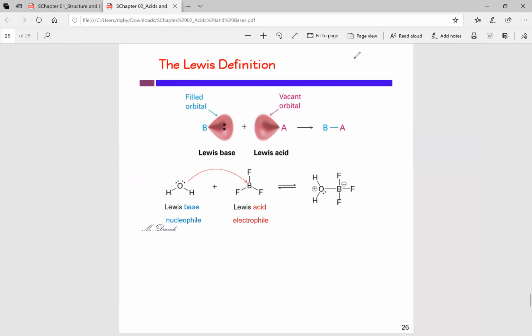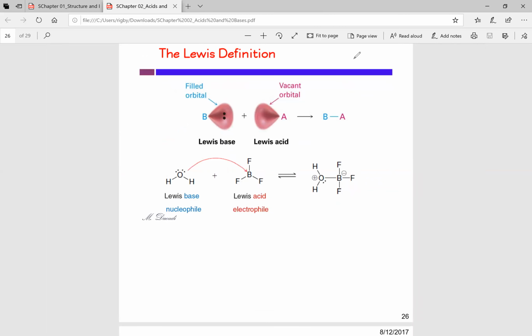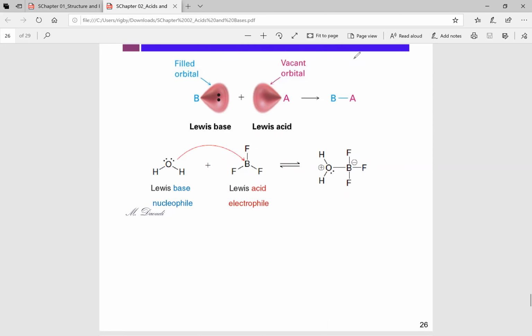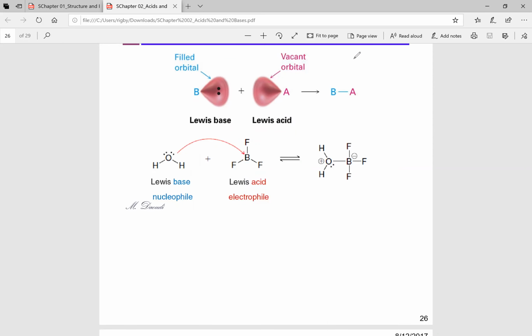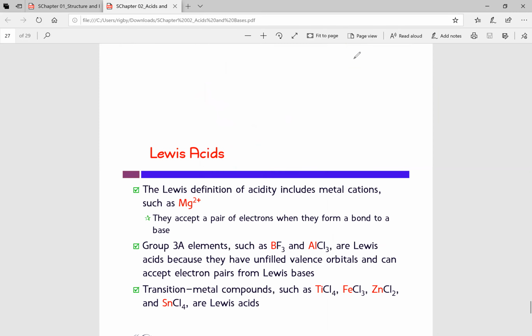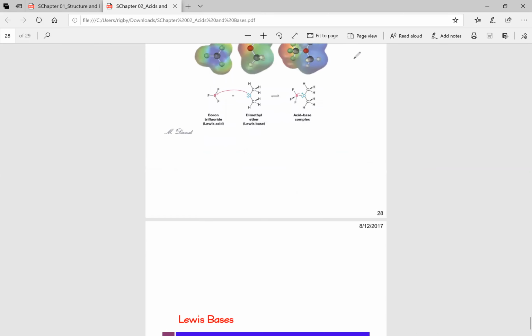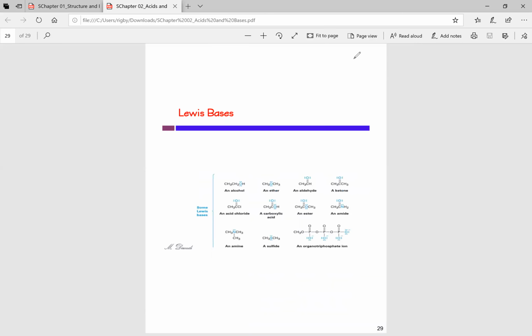And this is talking more about the Lewis definition. Again, to be a Lewis acid, you have to be able to accept, not protons, but electrons. So in this case, boron is our Lewis acid because it has an available place for a lone pair, but it's just as happy only having 3 bonds. And our Lewis base is going to be water because it's donating its electrons. And again, Lewis acid, electrophile; Lewis base, nucleophile. And so I think that's about the end of the more important parts of this chapter.